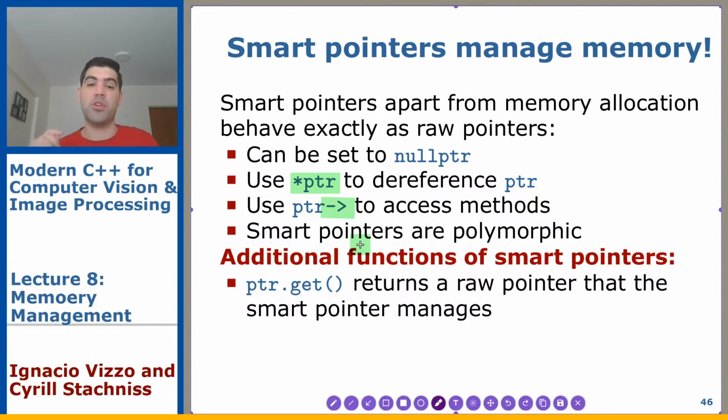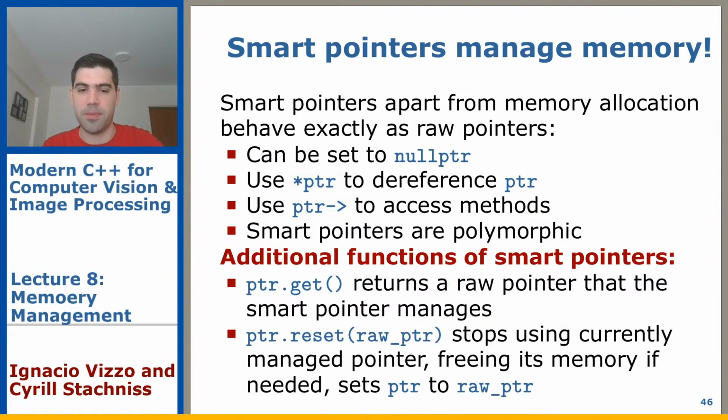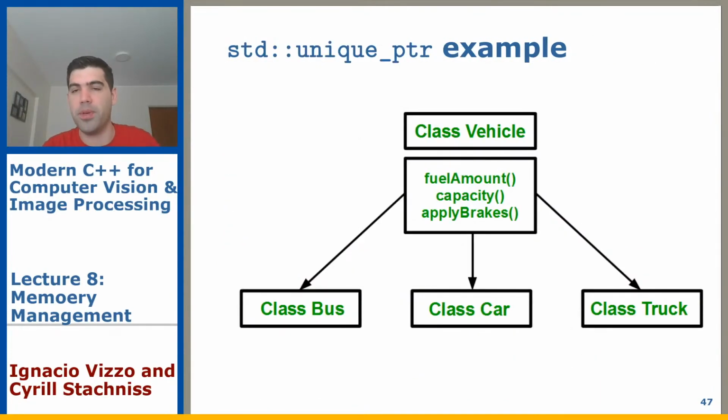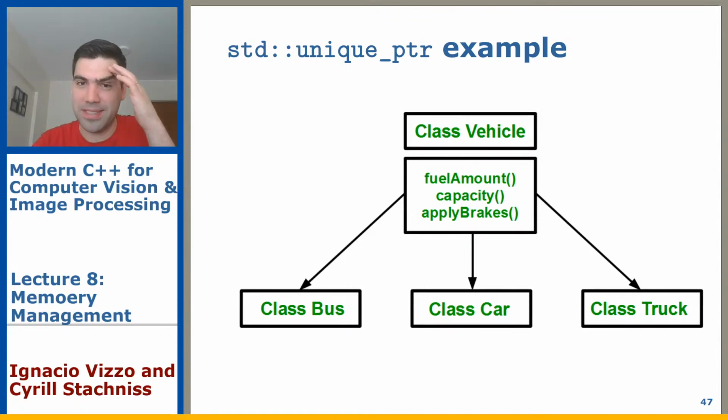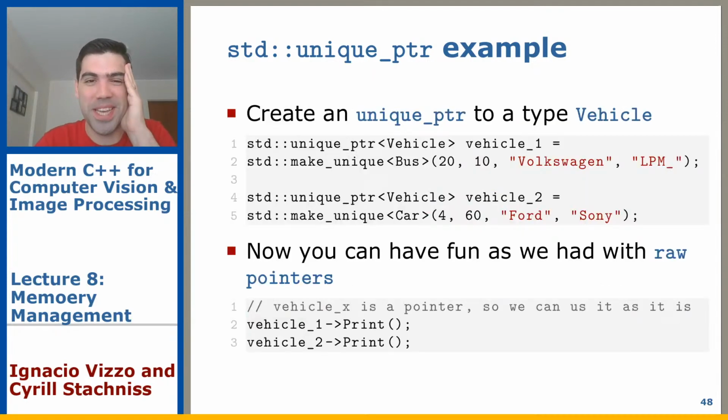And if for some reason you really want the raw pointer, so the 8 bytes of information with the hexadecimal address, then you can call .get, which will give you the pointer. And then you can also do reset, which is basically doing something like equals nullptr. This will stop using the currently managed pointer, freeing its memory if needed, and then sets the pointer to a raw pointer. So these are methods from the smart pointer class. Again, I wanted to change this vehicle example for real stuff, but sorry, that's what you get.